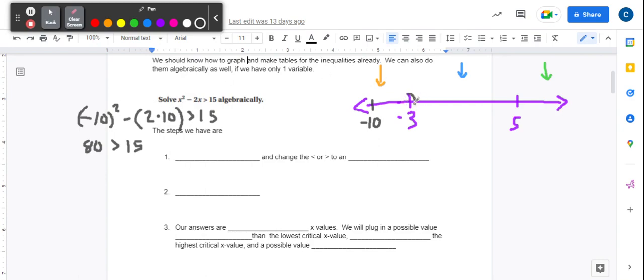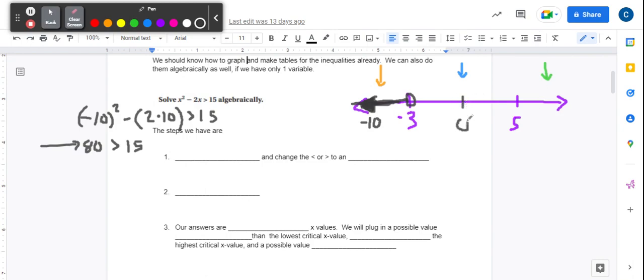So we can shade in this area of the graph, because we took a possible value less than negative 3, which is negative 10, and it fit the inequality when we plugged it in. So now we open hole and shade this area in here. Next, we want to choose a possible number in between.